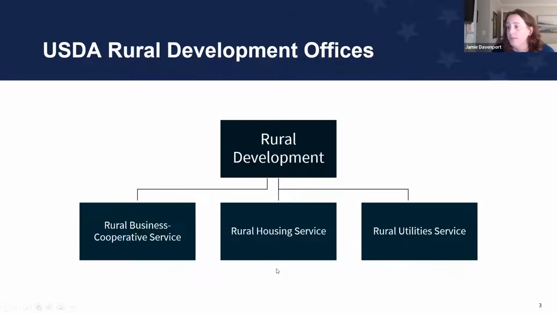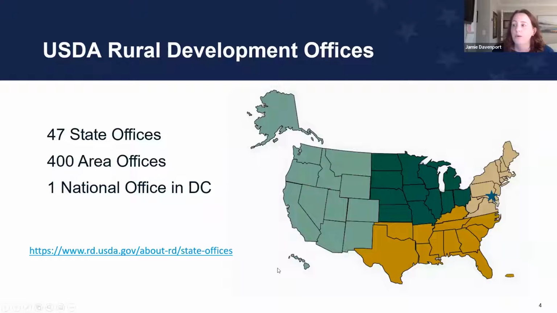And so I want to put in a plug now right away for each of our rural development state offices. Most of the programs, with the exception of some of the grant programs and some of the utility programs, particularly around electric cooperatives and broadband, that's based out of the national office. Otherwise, most of the RD programs are really run out of the state offices. And this consists of 47 state offices and then 400 smaller local area offices around the country.